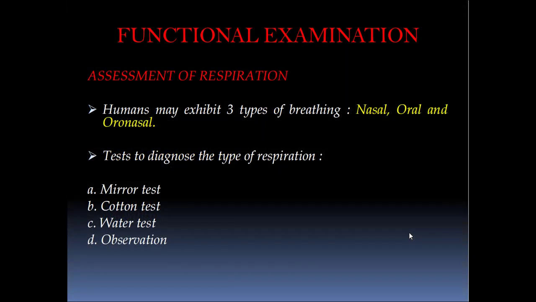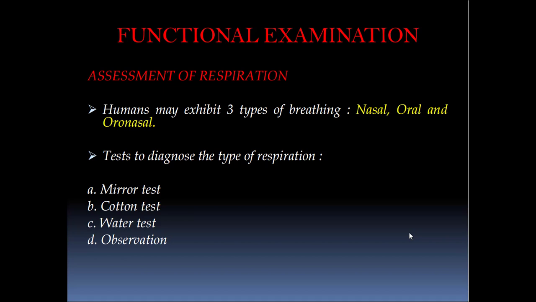Assessment of respiration. Humans exhibit three types of breathing, that is nasal, oral, or combination, that is oronasal. Now, how to check whether the patient has a nasal breathing habit or mouth breathing habit? First is the mirror test. Mirror test is done with the help of a double-sided special mirror. One end is placed towards the base of the nose, the other end towards the oral cavity. The end which fogs would indicate whether the patient is a nasal breather or a mouth breather. But if both the ends fog, then the patient is an oronasal breather.